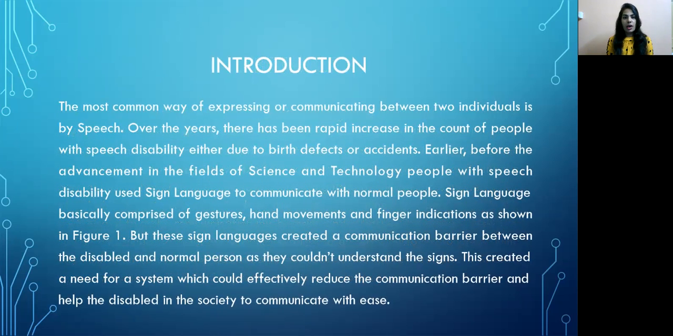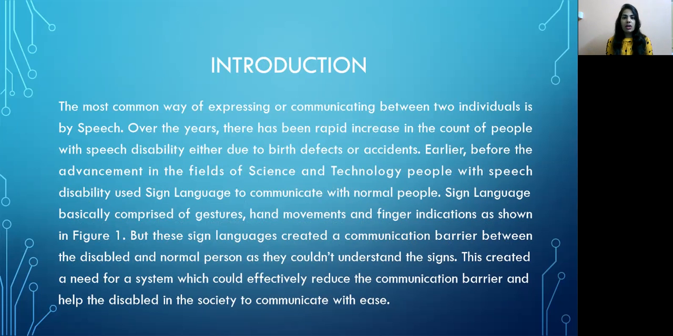Introduction. As we all know, communication is the most important soft skill in the present world. Communication can be of various forms. It can be verbal, non-verbal, textual, or handwritten. As of now, speech is the most commonly used method of communication. Over the years, there is a rapid increase in the people born with disabilities. This can be either due to birth defects, or they have been paralyzed, or due to accidents.